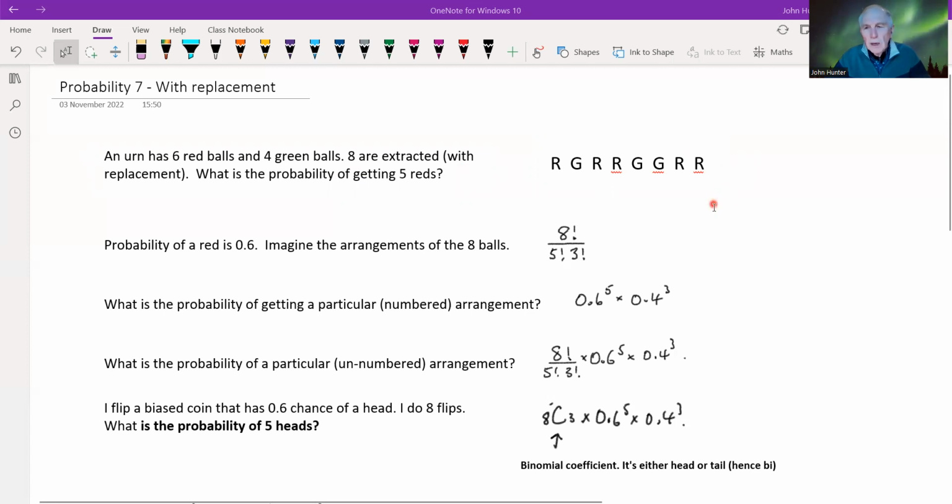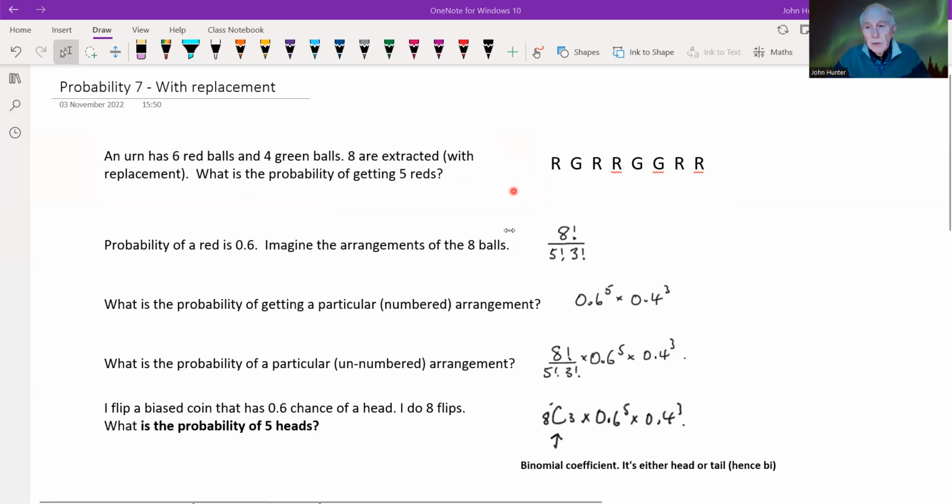Okay, so we're putting them back. Each time we take one out, they have the same probability. So if there are 6 red and 4 green, 10 in total, then the probability of extracting a red is going to be 0.6 every time we pull one out.